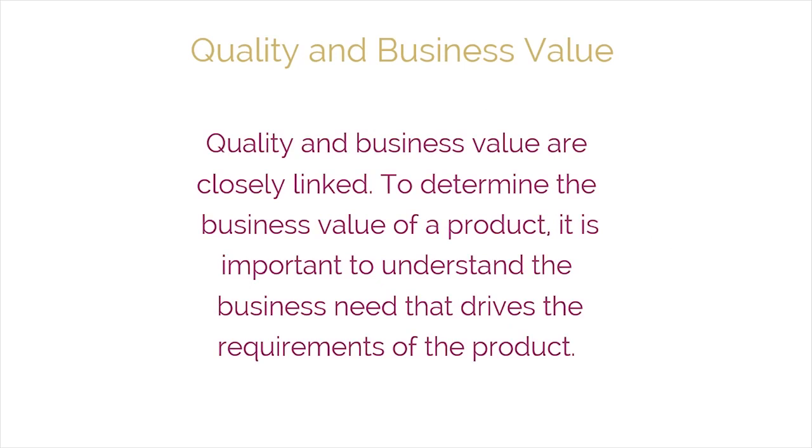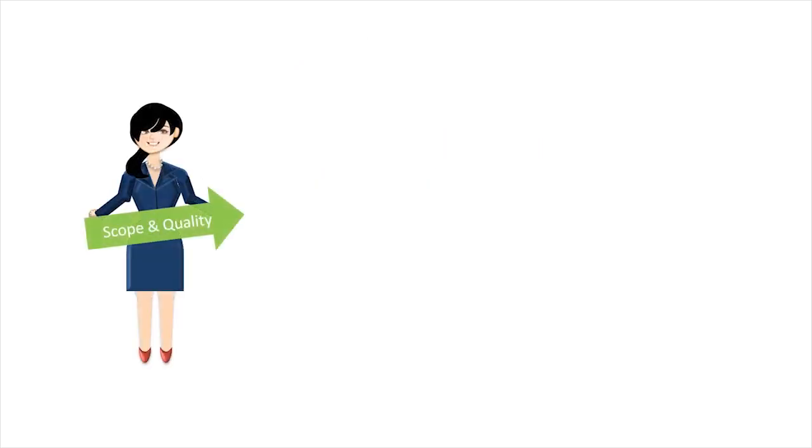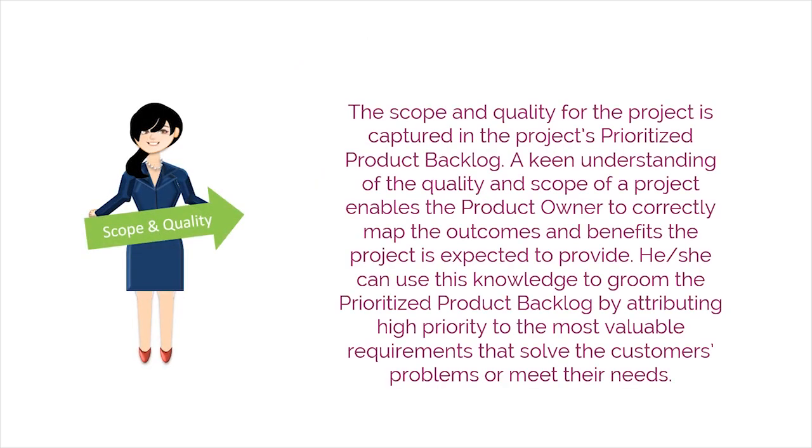Quality and business value. Quality and business value are closely linked. To determine the business value of a product, it is important to understand the business needs that drive the requirements of the product. The scope and quality for the project is captured in the project's prioritized product backlog. A keen understanding of the quality and scope of a project enables the product owner to correctly map the outcomes and benefits the project is expected to provide.